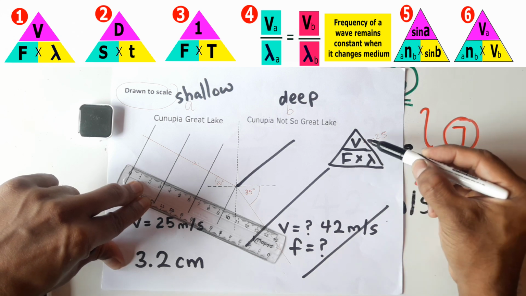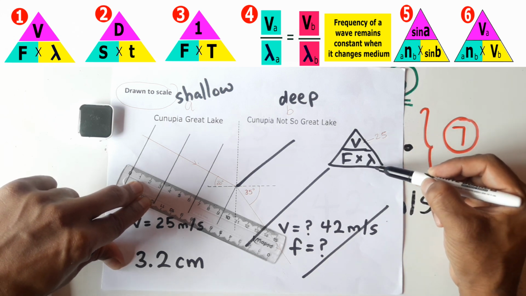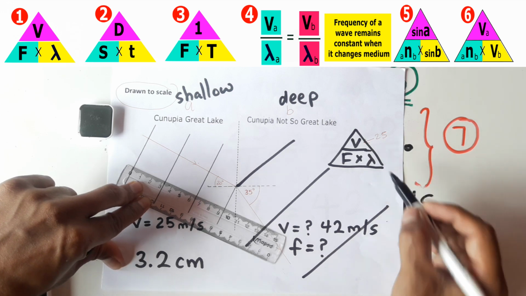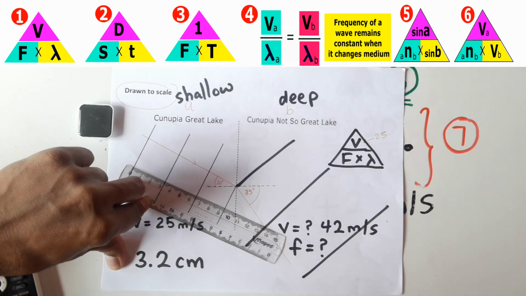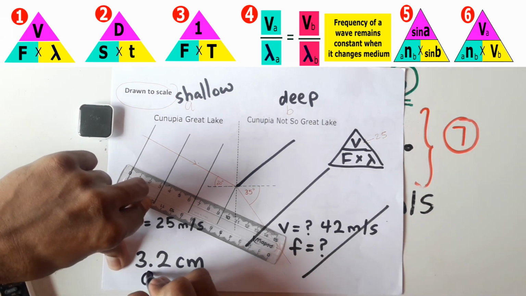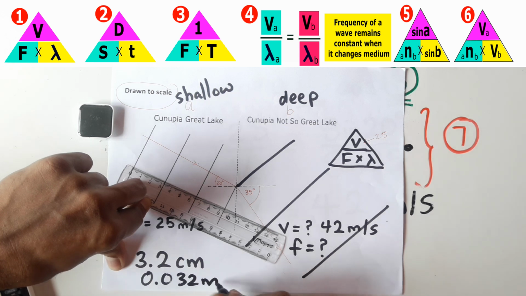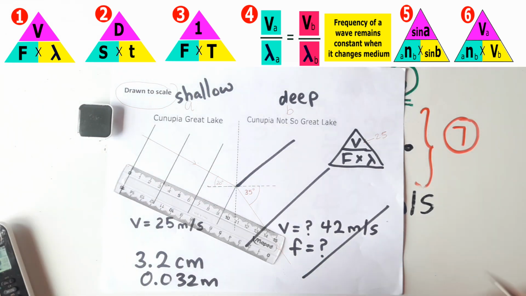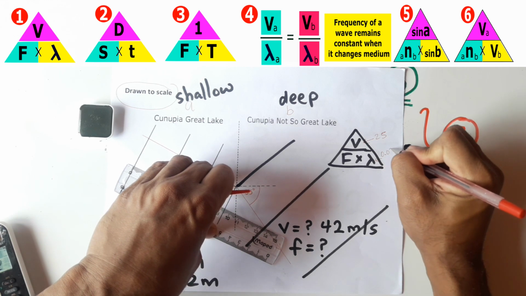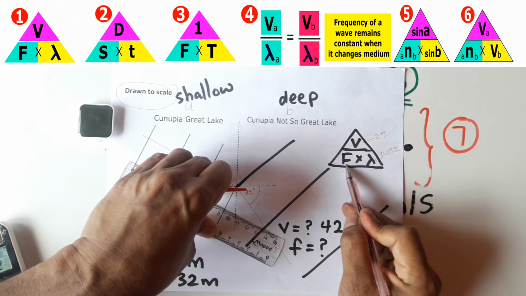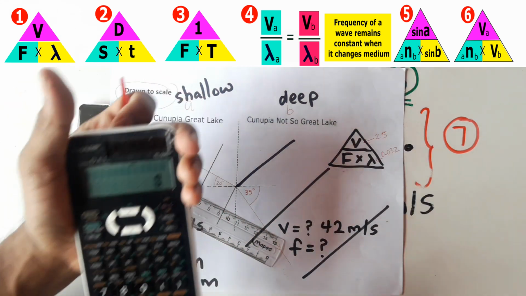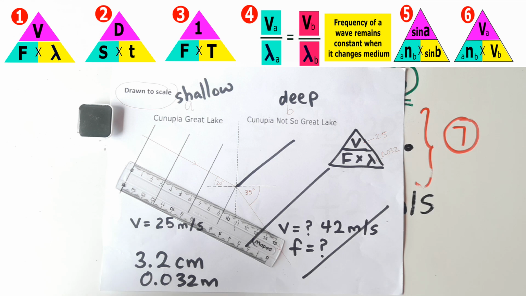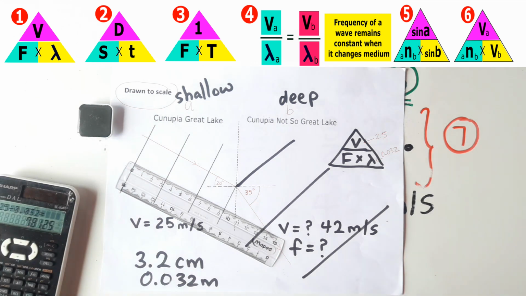So to find the frequency is just velocity divided by the wavelength. But the wavelength for this formula has to be in meters. So I have to take this 3.2 and divide it by 100 first to get 0.032 meters. And that's the value I can put here, 0.032. So to find the frequency in hertz, take the velocity, which is 25, and divide it by the wavelength. So we take 25 and divide it by 0.032. And we get, I'll put the answer here.